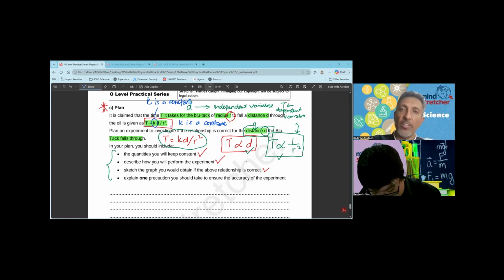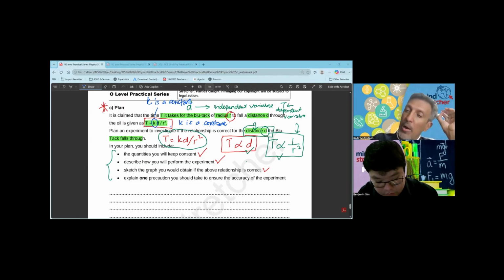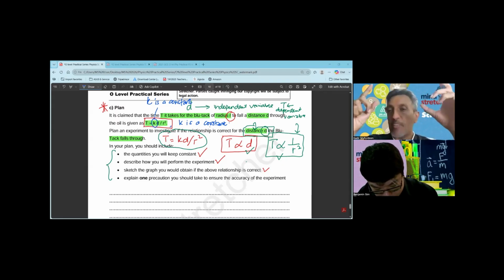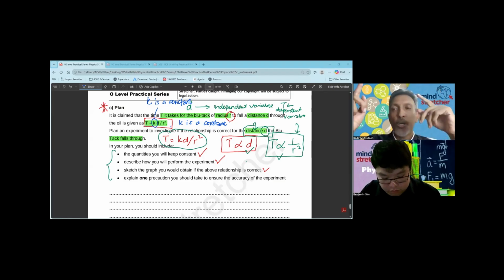Good question. Because in this case, I just want you to check for D. But in reality, if the question asks you to check the whole relationship, you have to also vary R. But when you vary one, you must keep the other constant. So you have to do the experiment such that when you vary D, you must keep R constant. And after that, you repeat it such that you vary R and then you keep D constant.